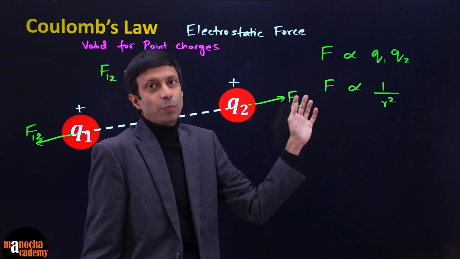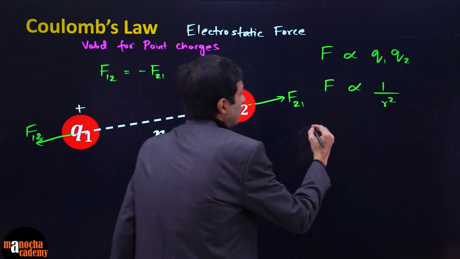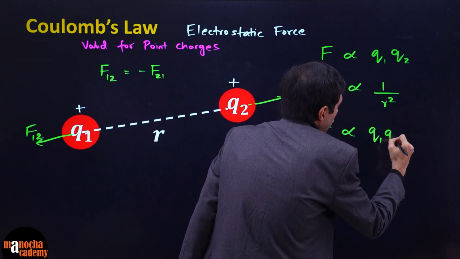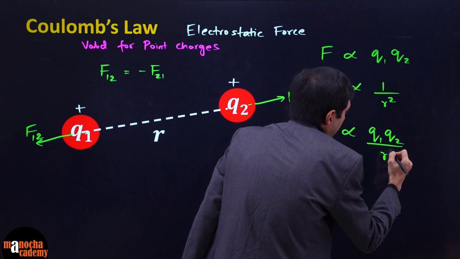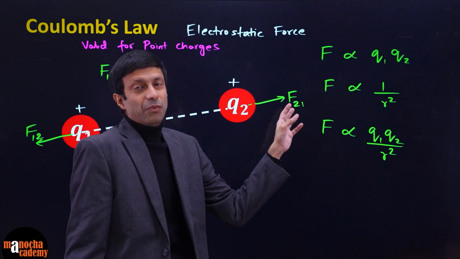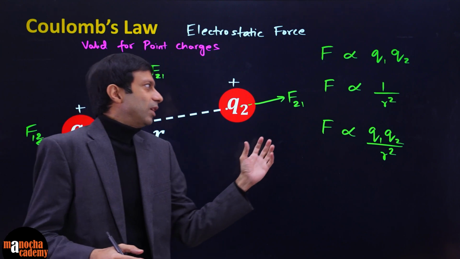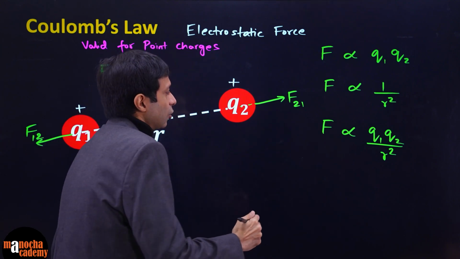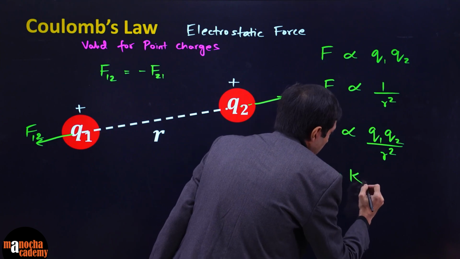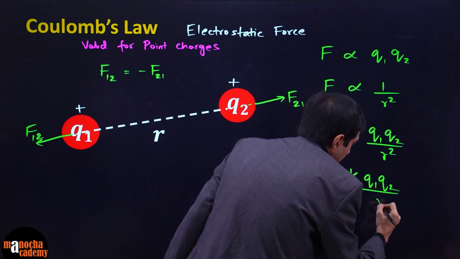Now, when you have these two proportionalities, typically we combine them. So that's what we are going to do here. We are going to say force is directly proportional to Q1 Q2, the product of the charges, by r squared. Make sense? Now, when we want to change the proportionality into an equation, a formula, Coulomb introduced a constant. So Coulomb's law, the famous formula, becomes F equal to some constant, capital K, Q1 Q2 by r squared.